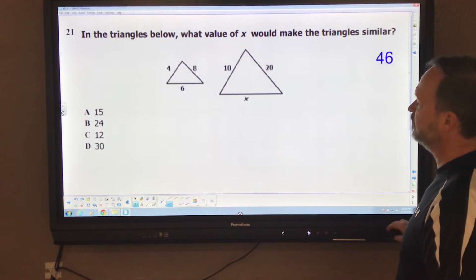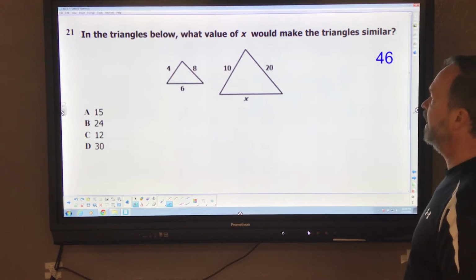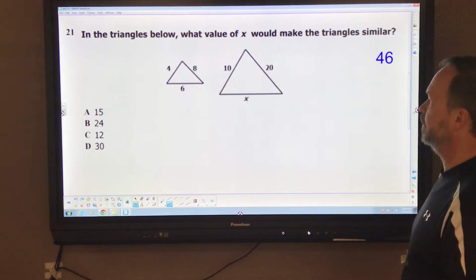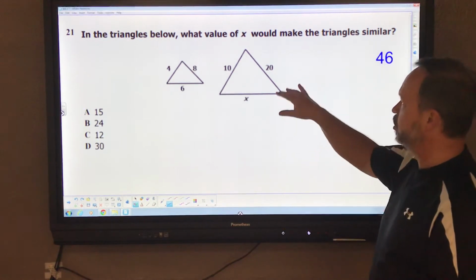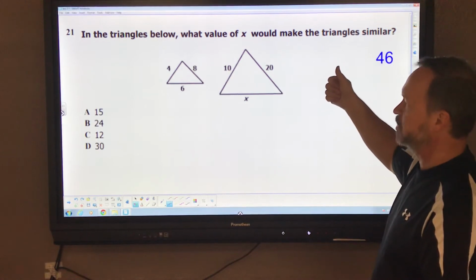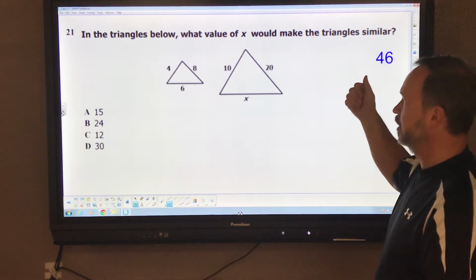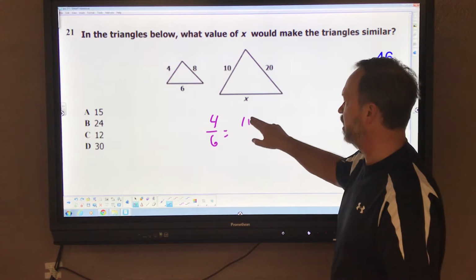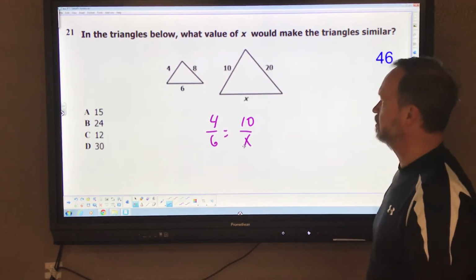I'm going to skip that one for now. In the triangles below, what value of X would make the triangles similar? We can see that these two triangles kind of look similar. Remember, similar triangles have corresponding angles that are congruent, and corresponding sides that are proportional. So we would think that 4 compared to 6 would be the same as 10 compared to X when you're looking at these two and these two.